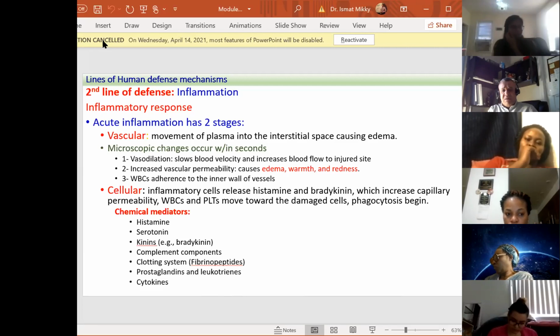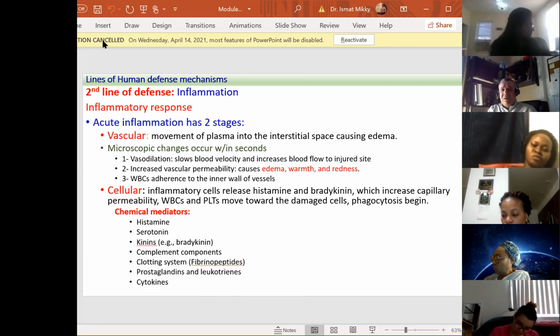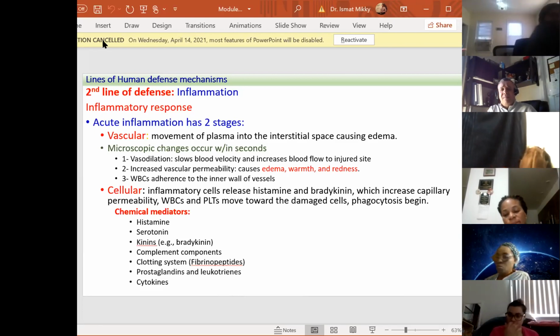The second phase is cellular, in which the inflammatory cells release the histamine and bradykinin. We call these chemical mediators, because these are the chemical substances or molecules released from the mast cell to increase the permeability of the blood vessels. They make the blood vessels more permeable to leak the fluids out of the blood vessels into the interstitial space and cause the edema.